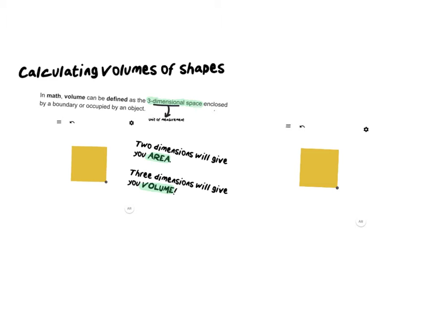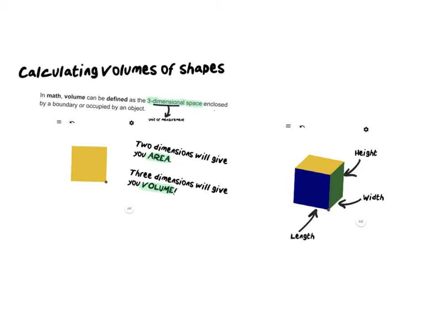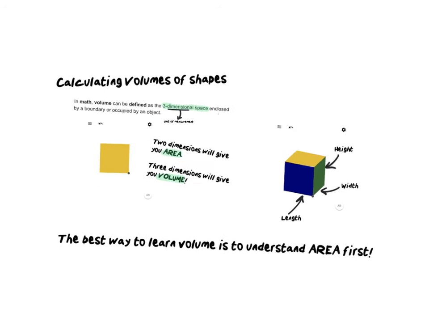Now let's take a look at what volume actually is. Now it's laying flat. Now remember, now it has height. Once you give it height, now we're talking about volume in a 3-dimensional object. So the best way to learn volume is to understand area first. So let's begin by looking at the yellow square to the left.